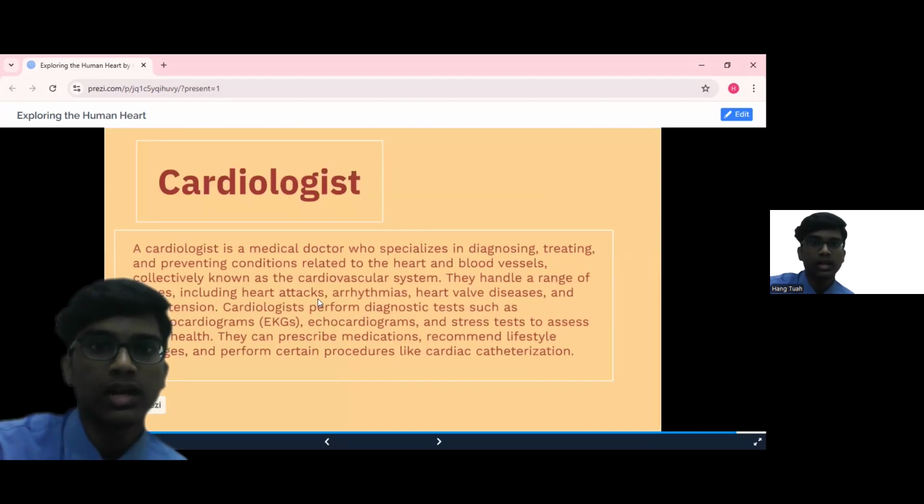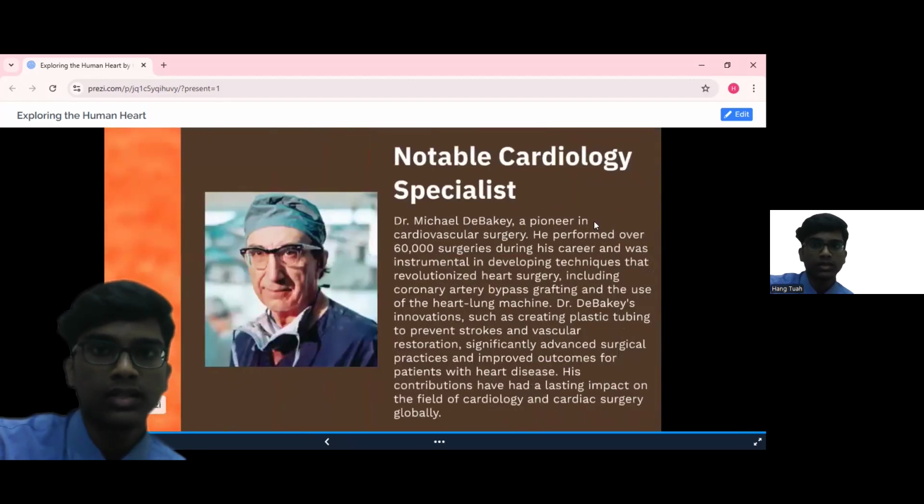They handle a range of issues, including heart attacks, arrhythmias, heart valve diseases, and hypertension. Cardiologists perform diagnostic tests such as electrocardiograms, EKGs, echocardiograms, and stress tests to assess heart health. They can prescribe medication, recommend lifestyle changes, and perform certain procedures like cardiac catheterization.